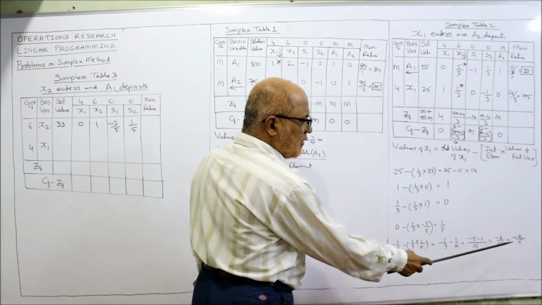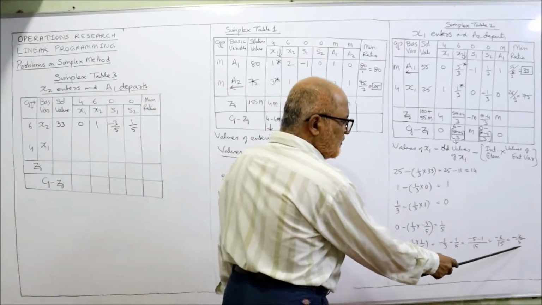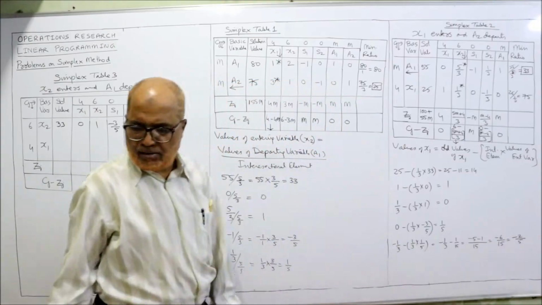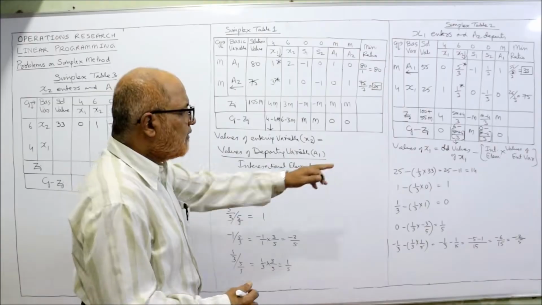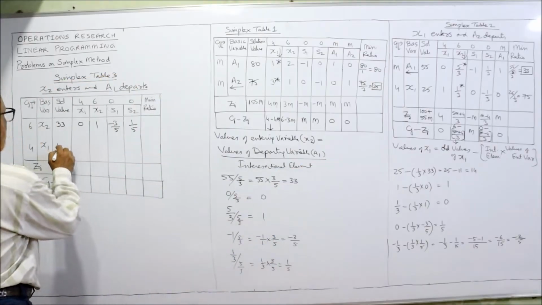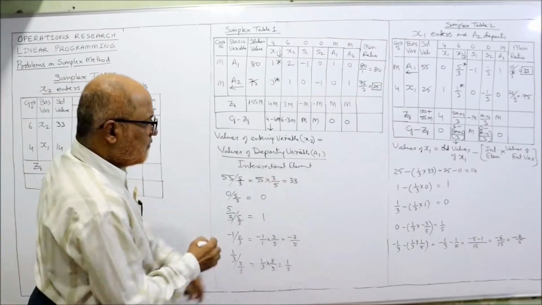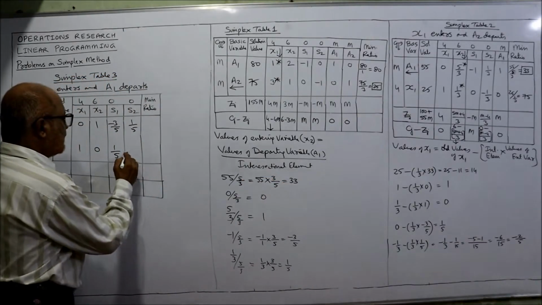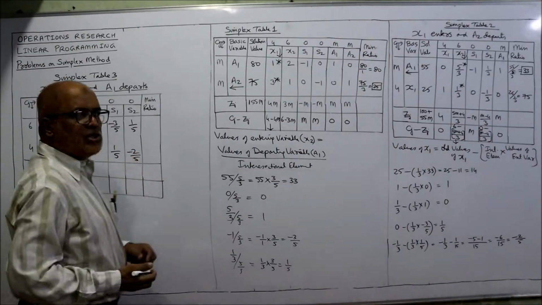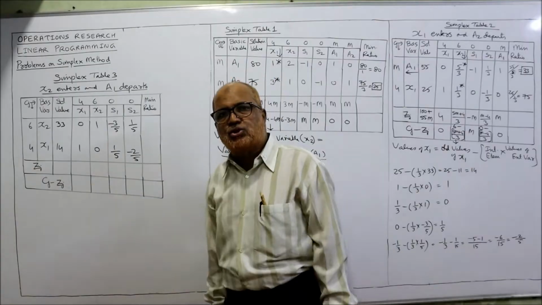Minus 6 by 15, or it is divisible by 3. So 3 2s are 6, 3 5s are 15. Minus 2 by 5. These are the new values of x1. What are the values? 14. Next one is 1, 0, 1, 0. Then 1 by 5. And lastly it is minus 2 by 5. That's it. So we have calculated all the values of x1 and x2.